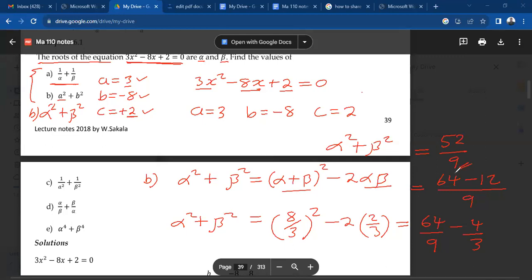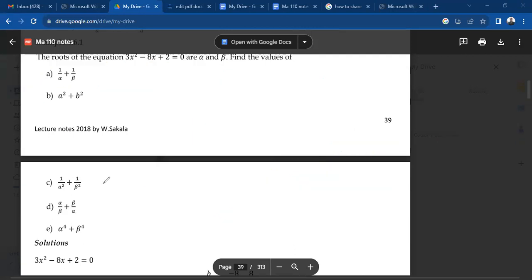Okay. So that's how you do that. I will not be responsible for any loss of marks. So C, D will be your own exercise. I will do C. D you will do yourself and E you will do yourself. Let me do C for the last time, then we'll go to inequalities.